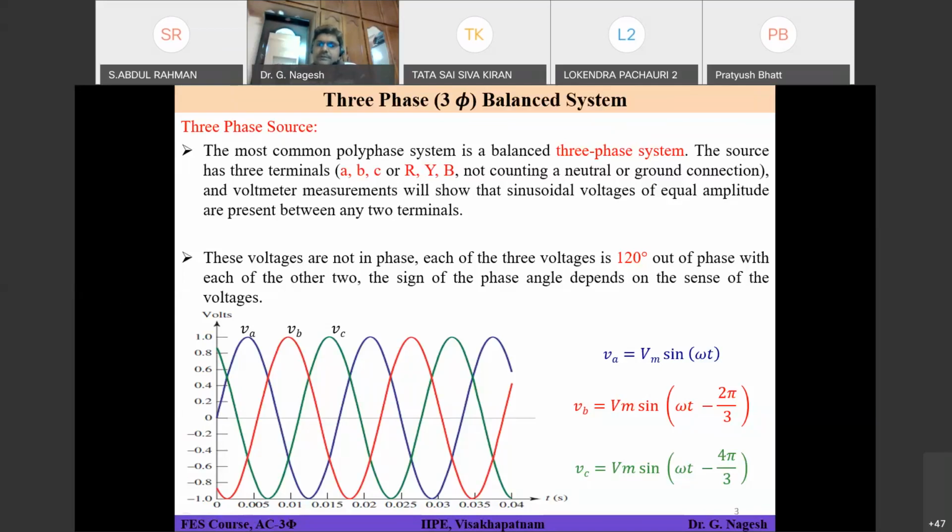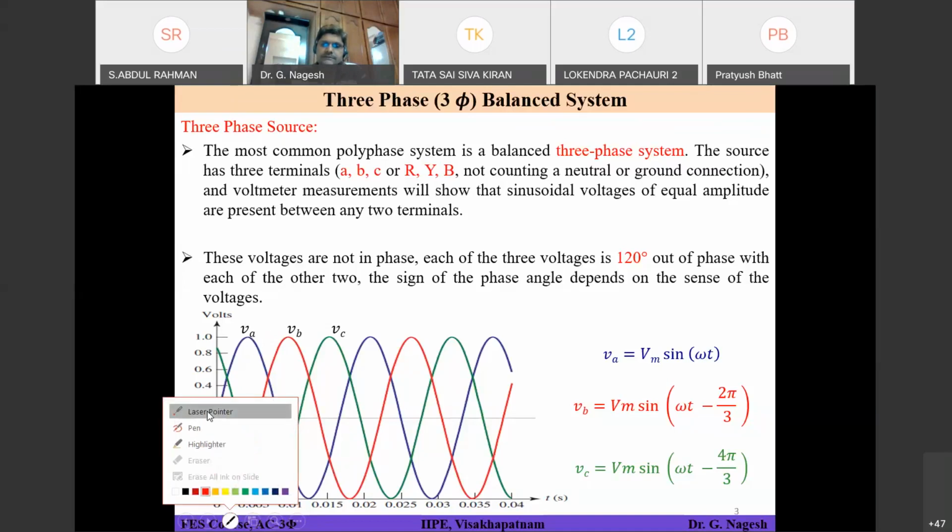So if you plot the voltages with respect to time, you are going to get this kind of waveform. So you have the VA voltage. Remember, this is phase voltage. What I have shown here is phase voltage. VA means the voltage of phase A with respect to neutral. So this is how the voltage of phase A is going to vary with respect to neutral.